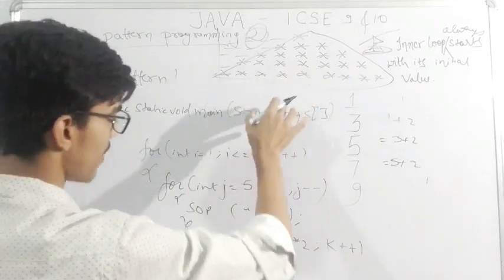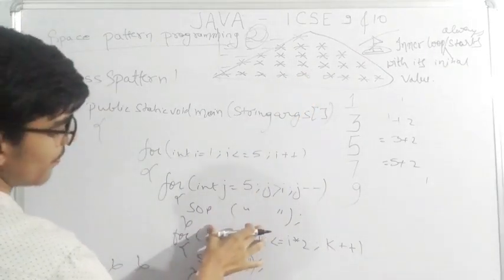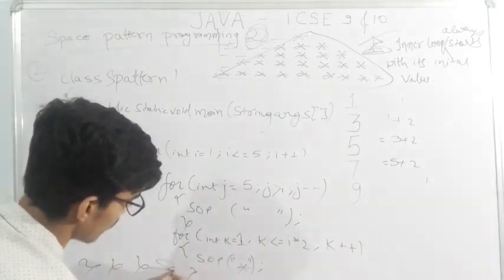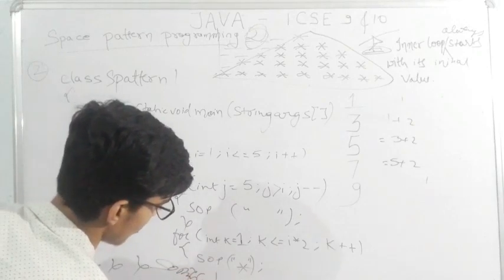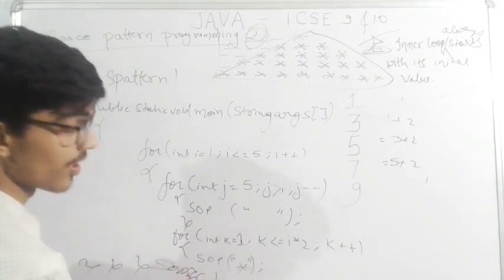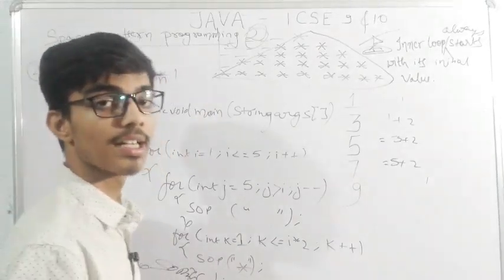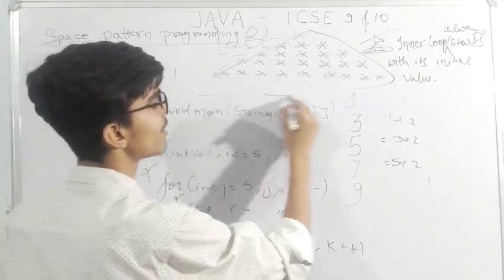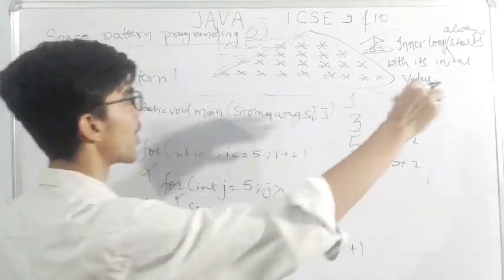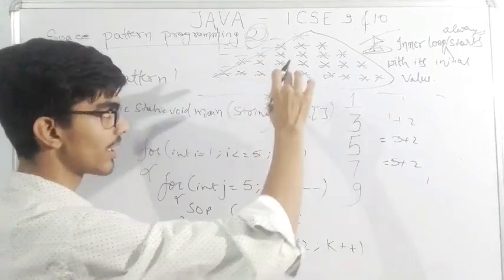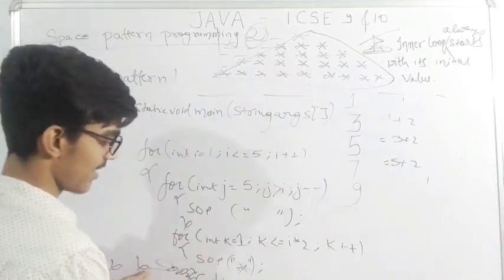Here we have done what? First, SOPLN. This is the most important part of the program. If we don't write it, then it will display in one single line and it will go on. So we don't want that. So for this we write here SOPLN.